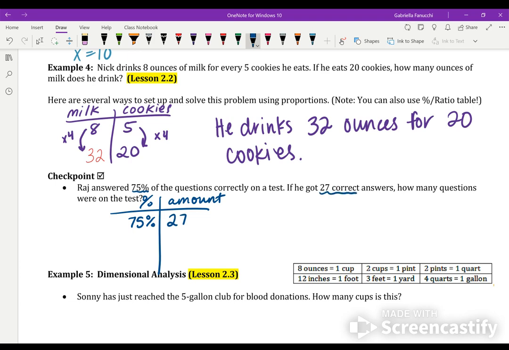So if I divide this by 3 to get the other 25%, right? Because 75 plus 25 is 100. Then that means I have to divide this side by 3. So that's 9. Well, that means 75% was 27 questions. That means 9 of them were wrong because that's 25%. So if he only got 25%, he would have only answered 9 questions right. But he got 75%. So he answered 27 correct.